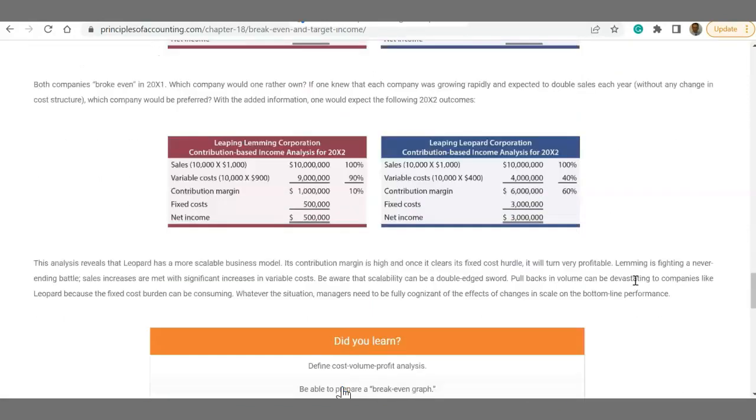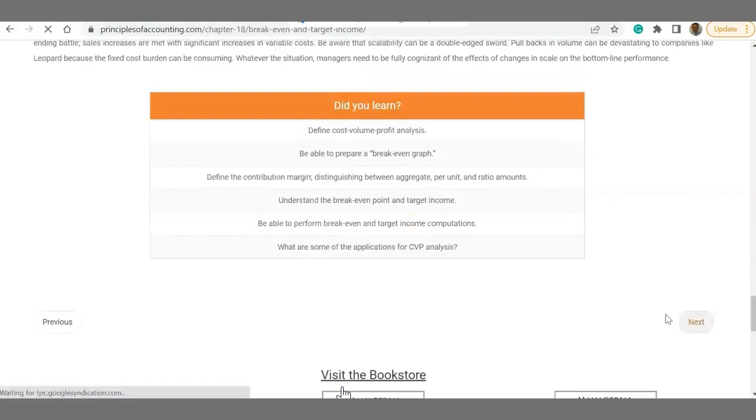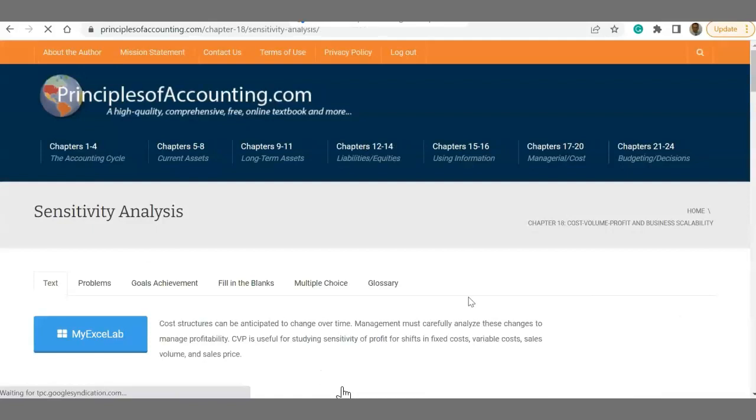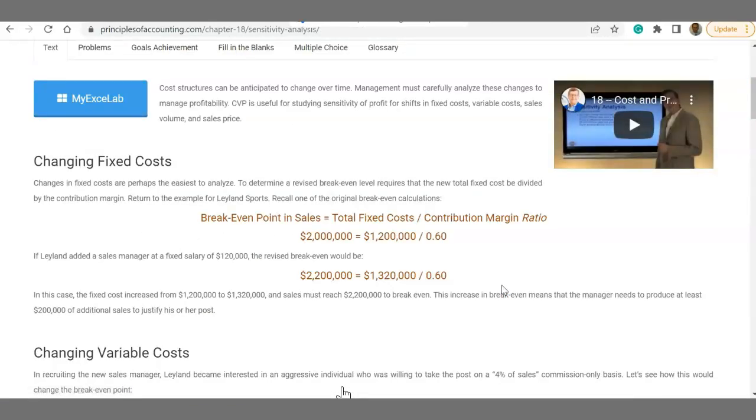Okay, those are things that you might want to read. And let's see, anything else. Here are different scenarios about changing fixed costs. So you might have different ideas about changing some variables or some fixed expenses. So those are some examples of that.